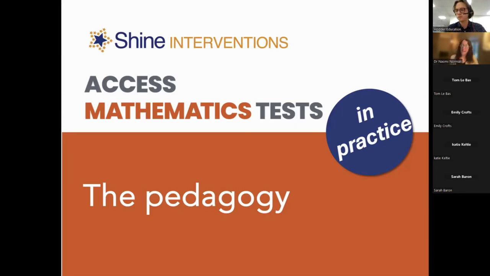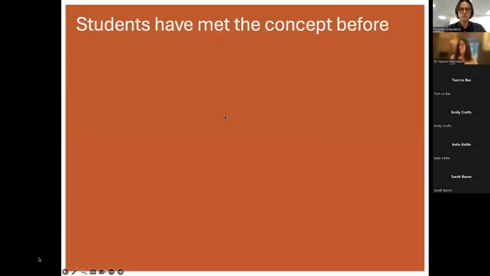But before we look at any of the intervention materials, I just want to talk very, very briefly about the key broad principle that underpins them all. And that is the principle that students have met the concept before. And it might seem obvious because, of course, we know that you've previously taught it, you've assessed it, and you've discovered that the student needs some intervention work on it. But the issue here is that it's likely that the students haven't only met the concept once before and just forgotten what they've learned, but they've possibly met it many times before.